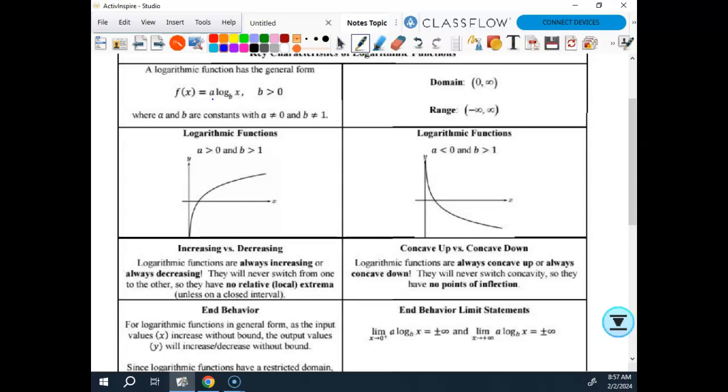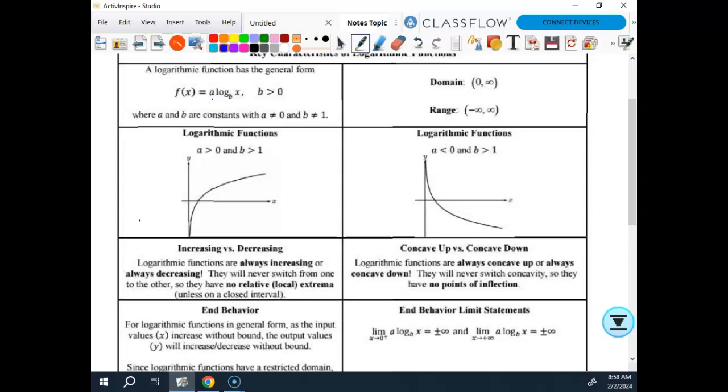This is what our parent function looks like. Okay, we need to be able to draw that sketch and know that picture in our head. And this is what it looks like when A is greater than 0 and B is greater than 1. So when A is greater than 0, A is just our vertical dilation, right? So it's just getting stretched or compressed, and that doesn't really change what our sketch looks like. If we're actually plotting real points, yes, but when we're just drawing that, it is what it is.